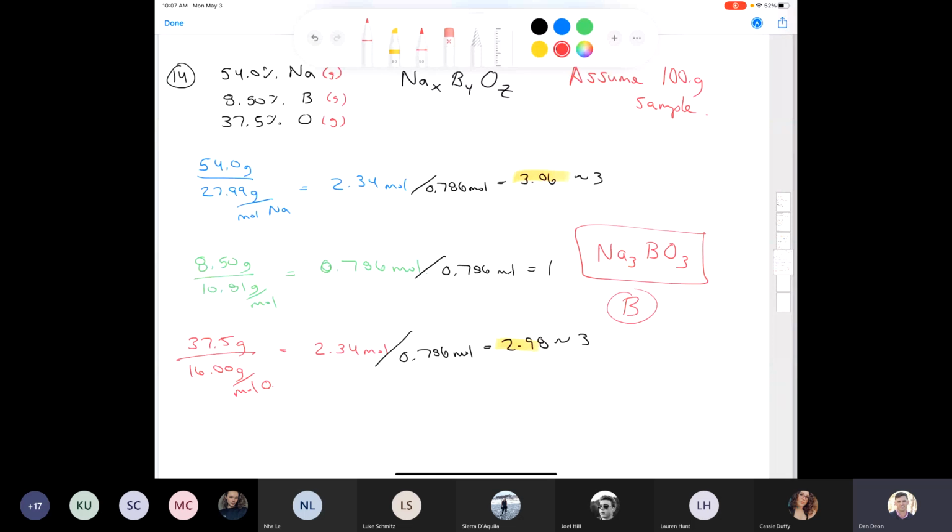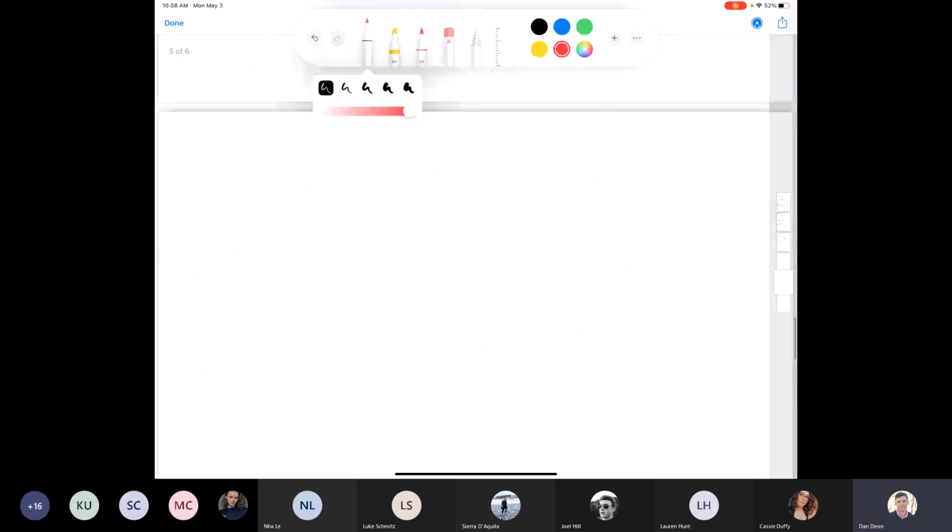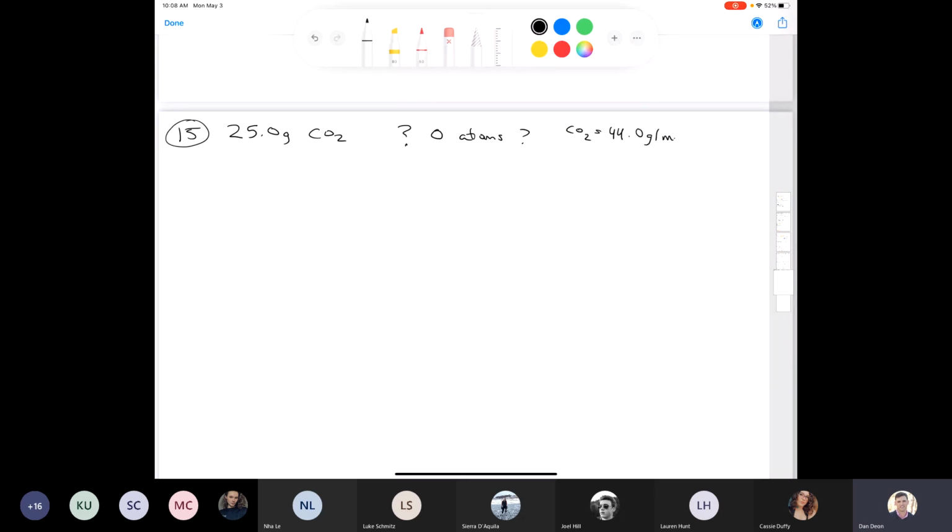All right, so let's move on from there and take a look at question number 15. Question number 15 says 25.0 grams of CO2 contains how many oxygen atoms? They tell us the molar mass of CO2 is equal to 44.0 grams per mole. I bet there's people in the class that have that memorized. If you do enough practice problems, you tend to get that memorized pretty quickly.